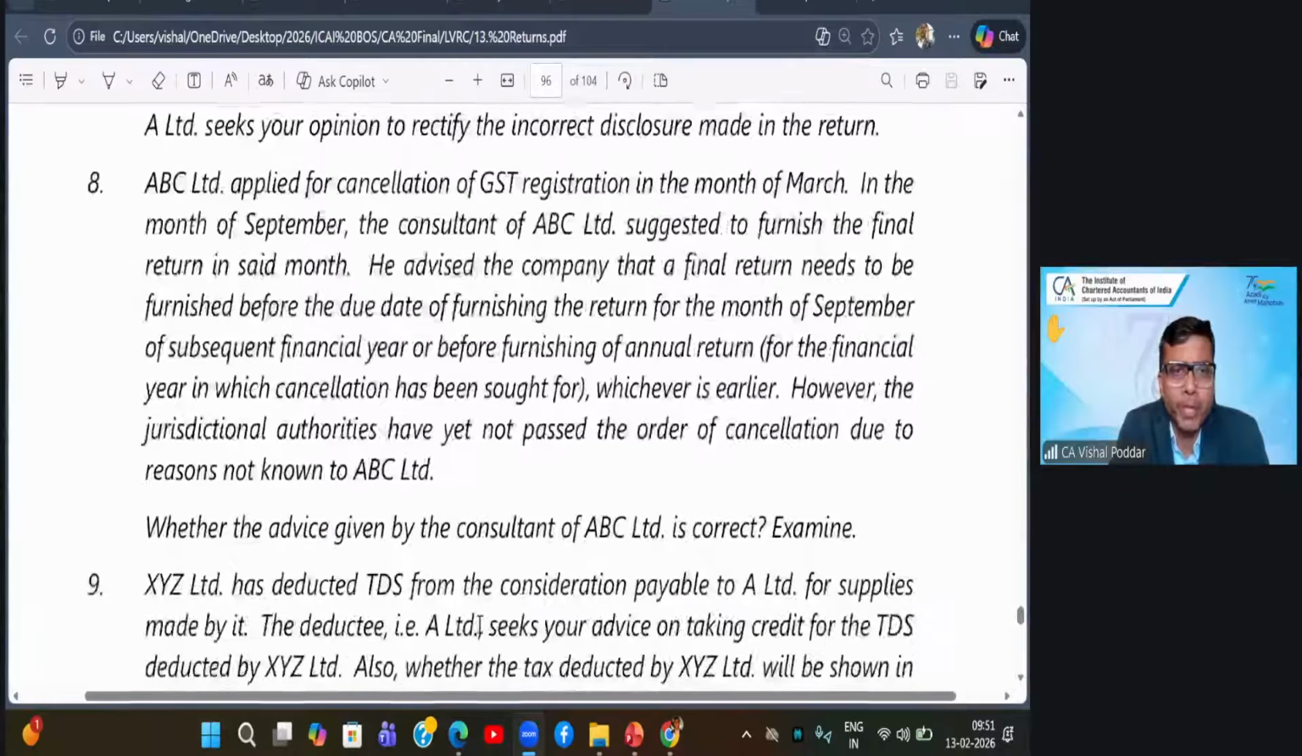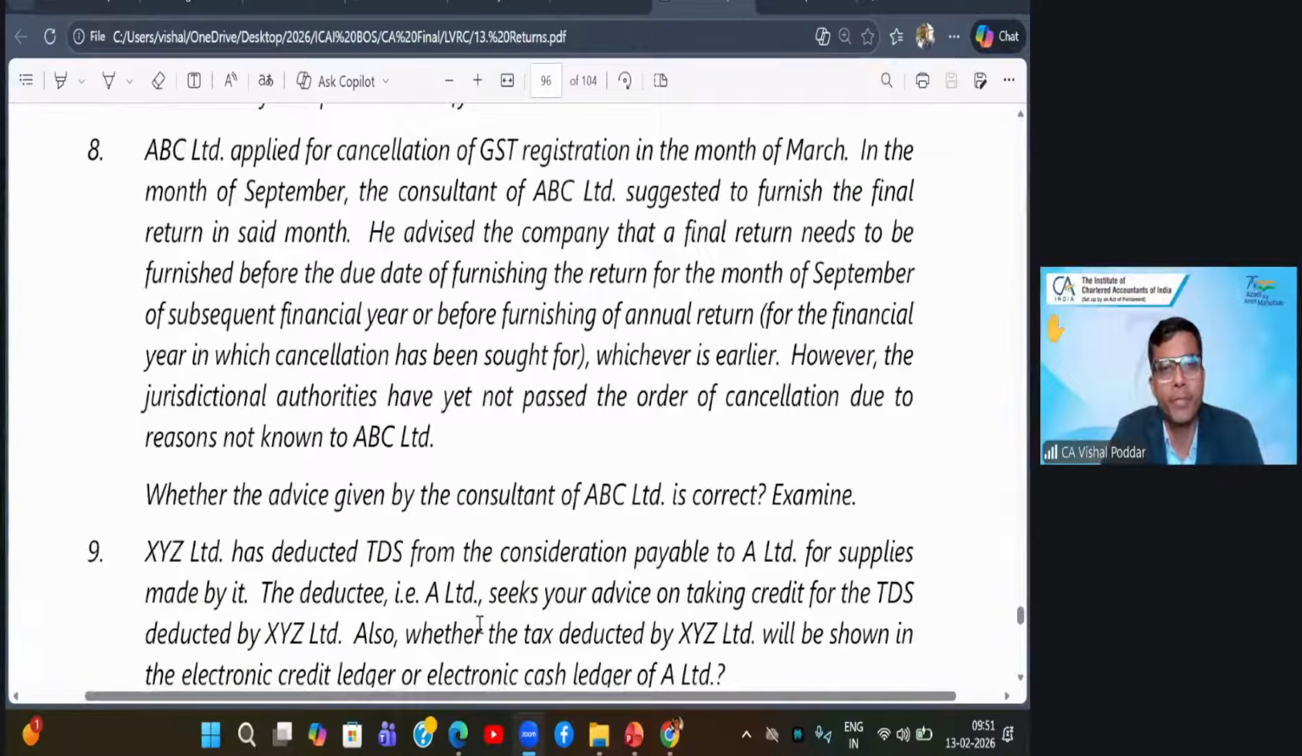Question 8 is a bigger question. We'll go to 8. Please read 8. ABC Limited applied for cancellation of GST registration in the month of March. In the month of September, the consultant of ABC Limited suggested to furnish the final return in the said month. Which is the form of final return, students?